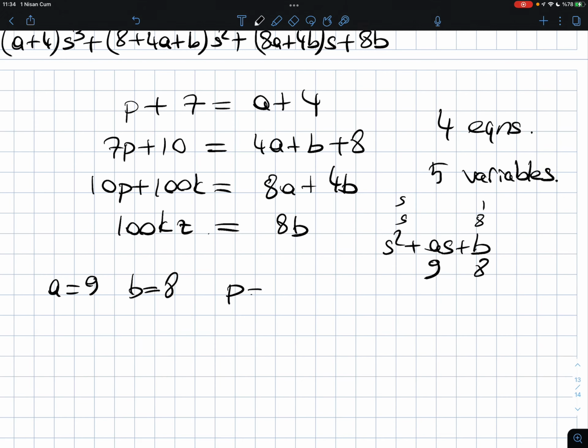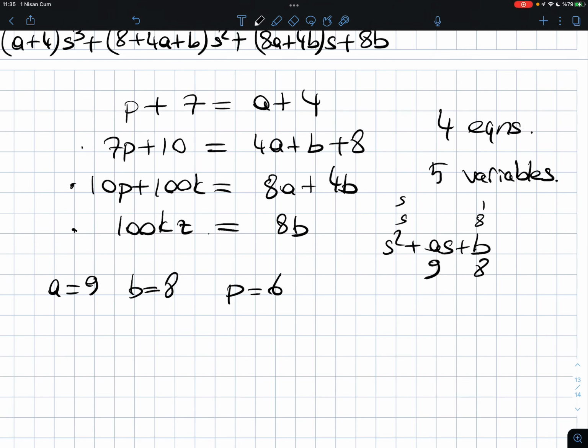If b is equal to 8, p would be the following. We would have 4 plus 9 minus 7. So p is equal to 6. If p is equal to 6, this should hold basically. Let's check that. 4 times 9 plus 8 plus 8. Is it equal to 42 plus 10? So 16, 52, 52. So it holds. There we go.